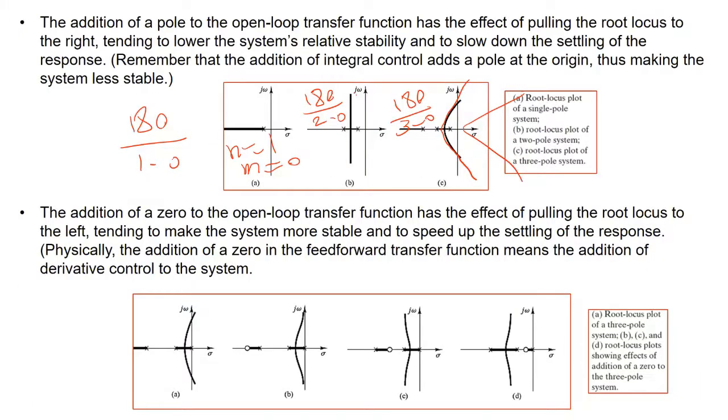And that is a good thing, right? So let's look at this case here. If you look at this bottom picture, case A, you have 3 poles, which is similar to case C on the top. Now you're going to add 1 zero here. And you see the angles are changing from 60 to 90. I'm going to 90.